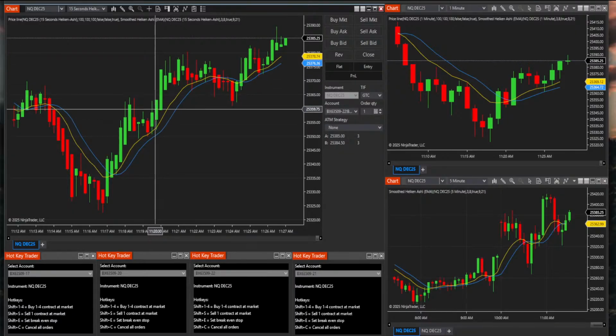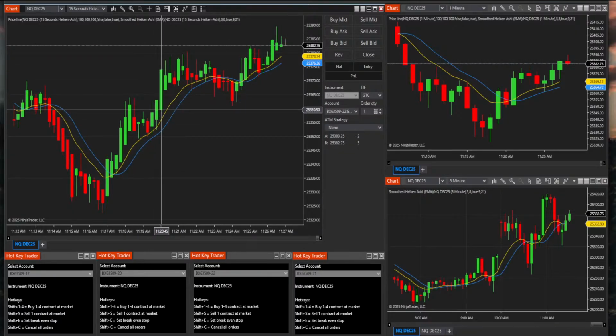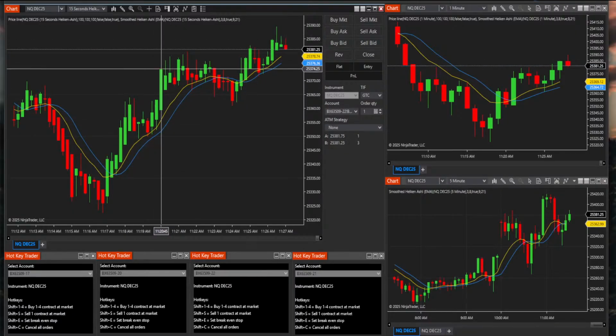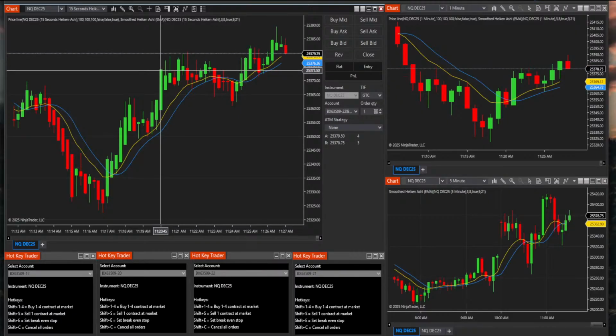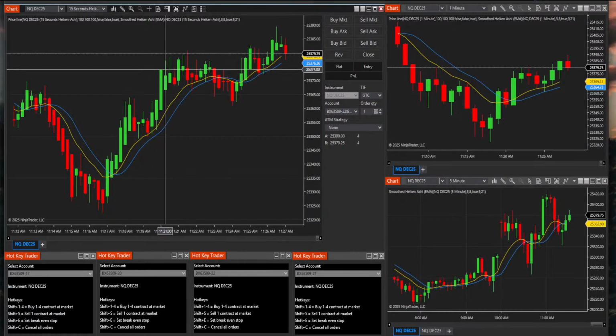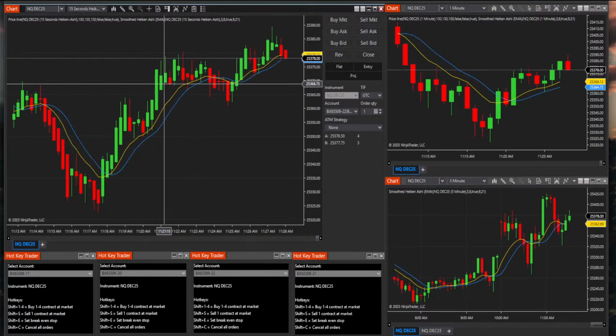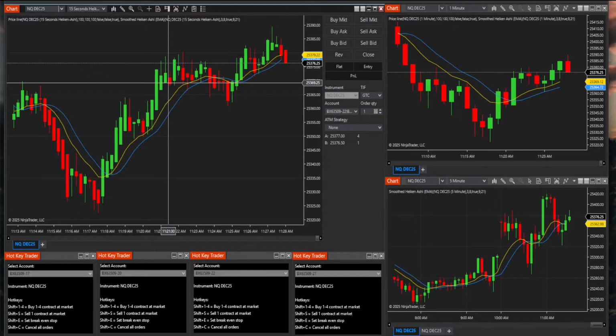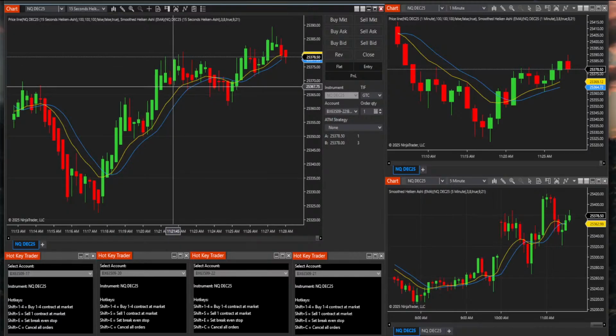What do you do with this big, huge candle right here? This big, huge Heikin-Ashi candle. You sell half and you move to a break even. That's what you do. And then once you see these topping tails right here, and once you start breaking the low of that 15-second Heikin-Ashi, get out. Just get out. Take your money and run.